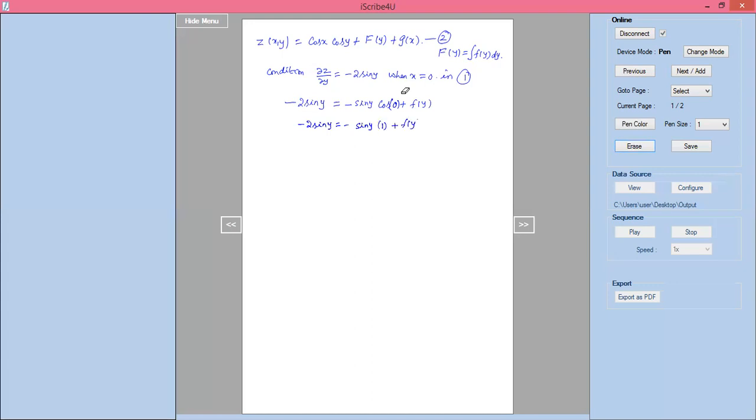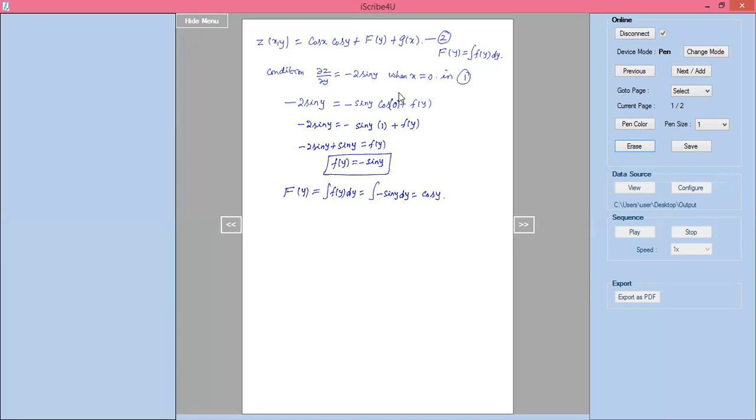Now, minus 2 sin y is there. If I bring this one to this side, plus sin y equal to f of y. F of y equal to, what is that? Minus sin y I can write. F of y is nothing but minus sin y. Similarly, capital F of y is nothing but the integration of small f of y into dy. Integration of minus sin y into dy: the integration of sin y is minus cos y. Minus of minus should be plus, so this is nothing but cos y.